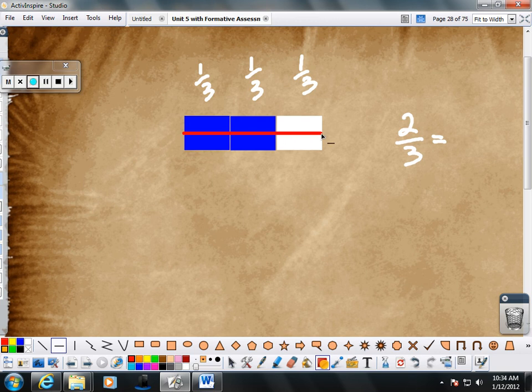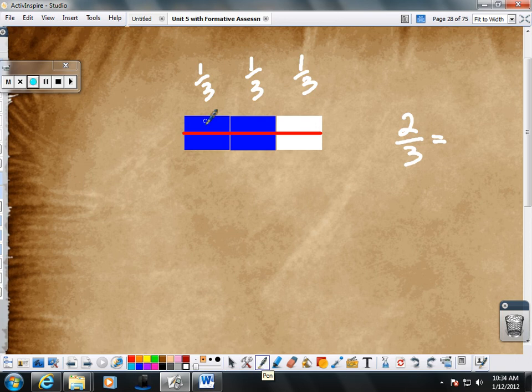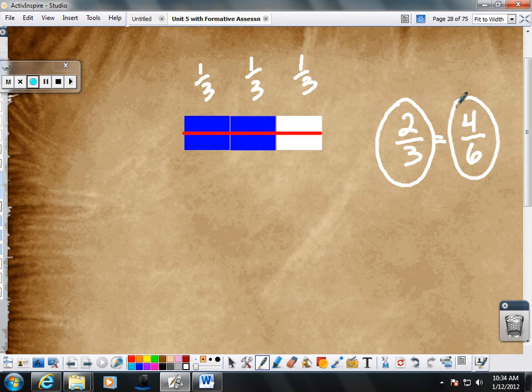So if I cut that rectangle in half, essentially what I have done is I have now created 1, 2, 3, 4, 5, 6 pieces, and in these 6 pieces, 1, 2, 3, and 4 of those 6 are now shaded. So that leads me to this concept. 2/3 is equivalent or equal to 4/6. They are the exact same fraction, just broken up into different pieces. We could do that with a lot of different ones. So again, drawing pictures, breaking up into pieces is going to be very helpful.